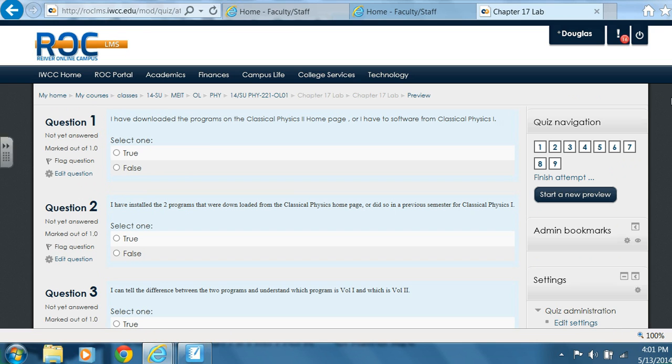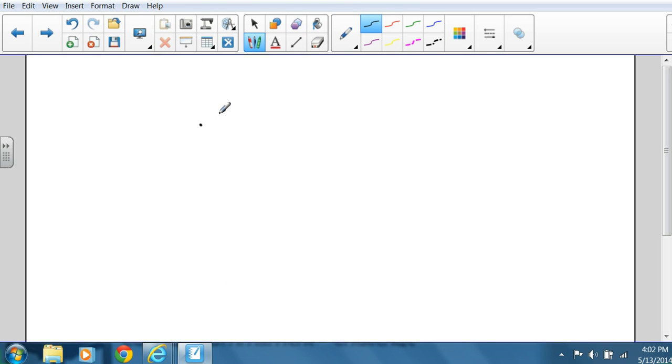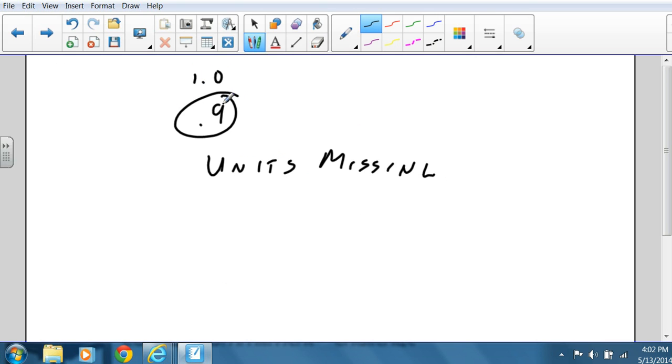Always put in units. You'll see 0.9 units missing. That's your grade. Instead of having 1.0, you get a 0.9, you're missing units. Significant digits count. Let's see, 0.8. So that's minus 0.1 for significant digits, minus 0.1 for units.